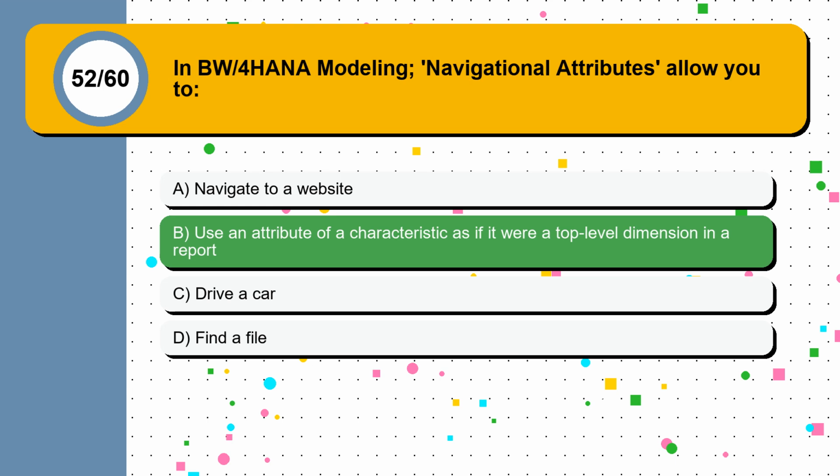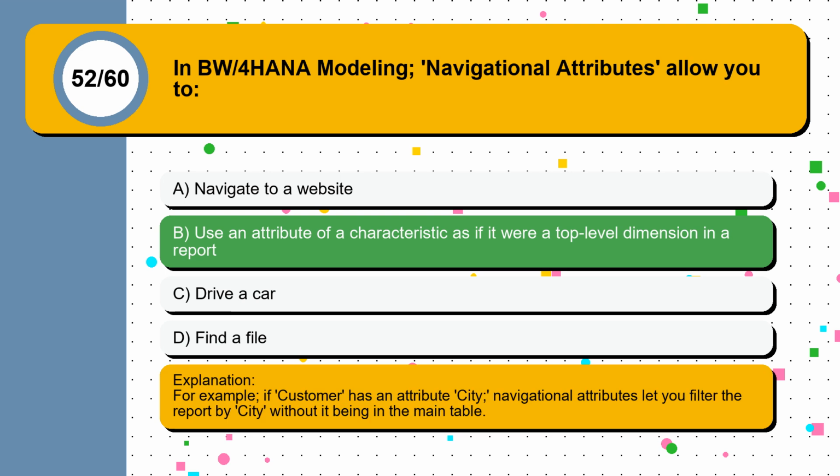The correct answer is option B, use an attribute of a characteristic as if it were a top-level dimension in a report. For example, if customer has an attribute city, navigational attributes let you filter the report by city without it being in the main table.